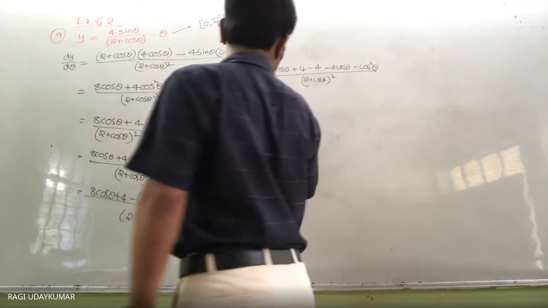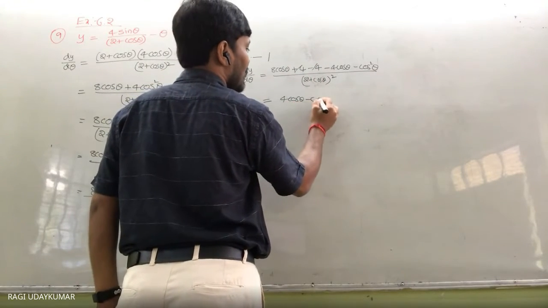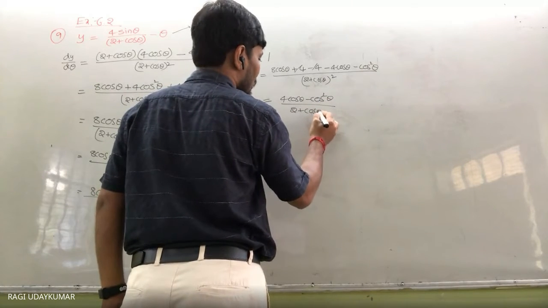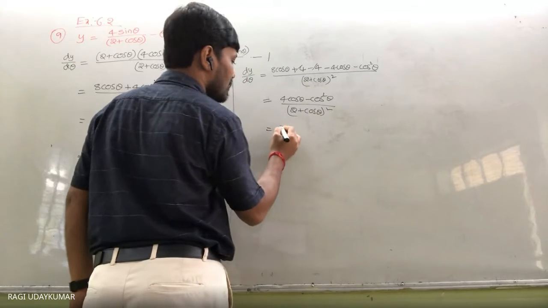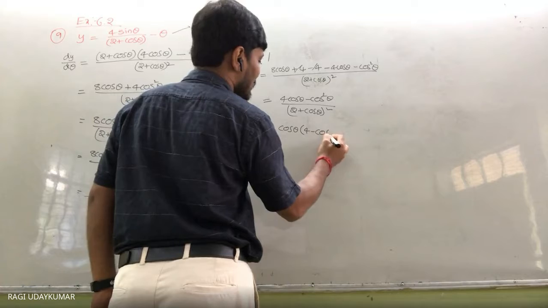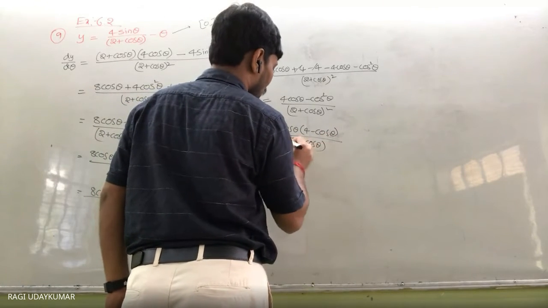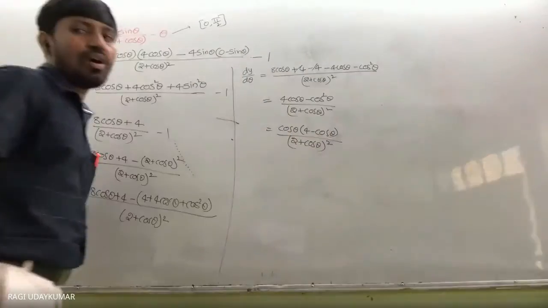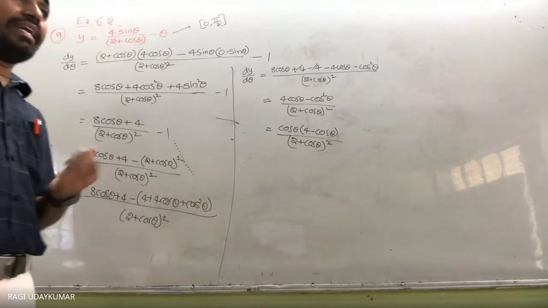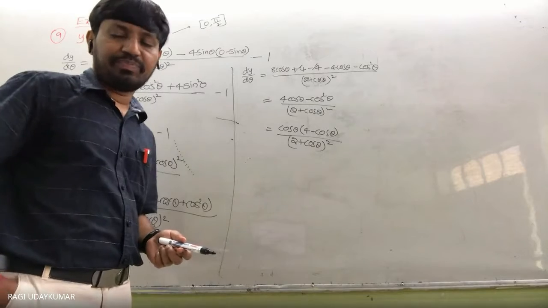So we are going to get 4 get cancelled. 4 cos theta minus cos square theta divided by (2 plus cos theta) whole square. From this cos theta you take the common: cos theta into (4 minus cos theta) divided by (2 plus cos theta) whole square. Now this is greater than 0 or less than 0, you need to decide in the given interval. Given interval is what? 0 to pi by 2.